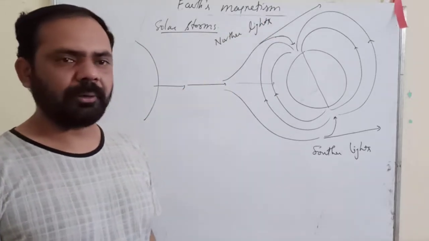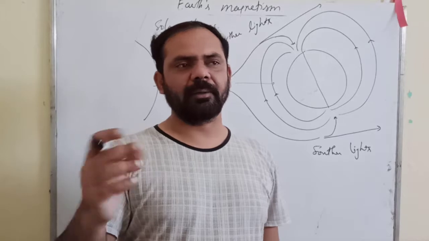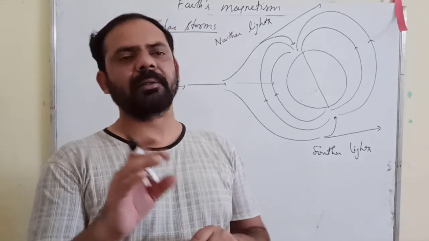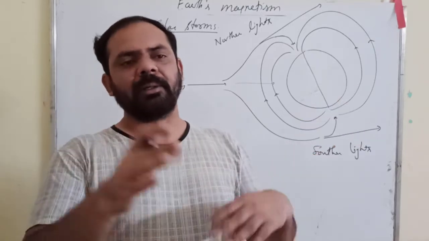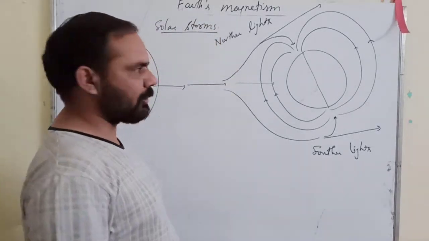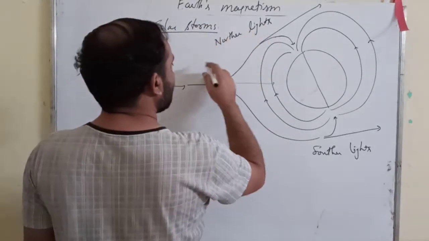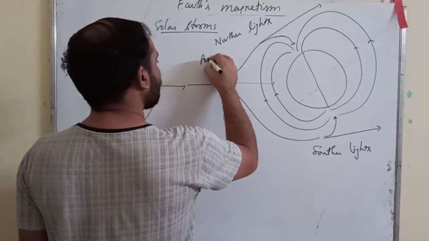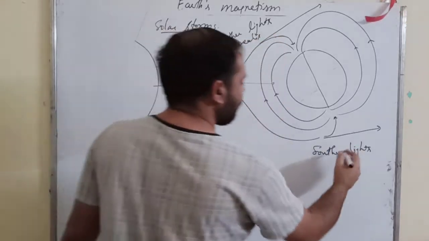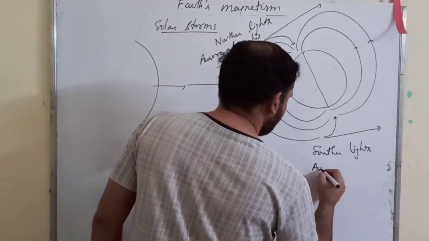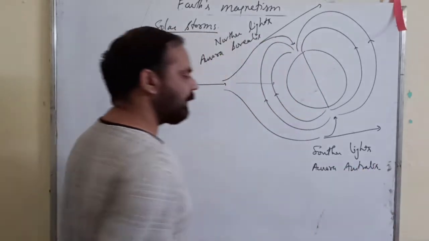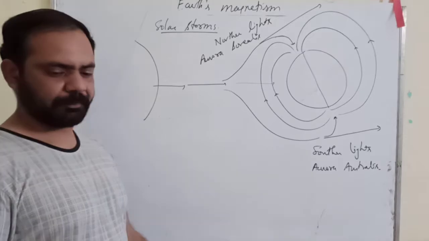Okay, you can go on YouTube and search for names like northern lights and southern lights, and you will get some images of how these lights happen at places near the poles, right? The northern lights are also called aurora borealis, and the southern lights are also called aurora australis. There are different names for these lights.